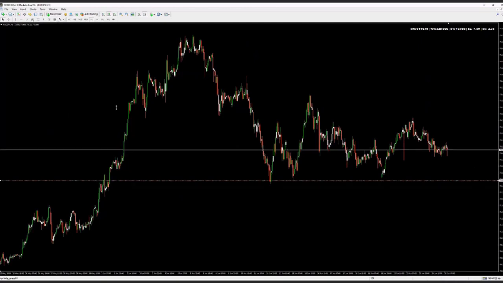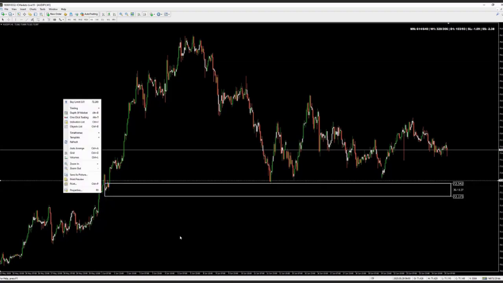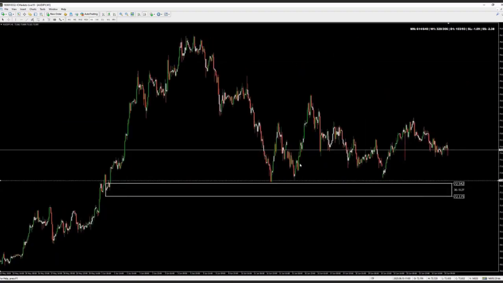We have this area of demand. It's been tested several times. The beginning of the buy zone is actually at the area of demand. So now I want this one to be removed. So I'm waiting patiently for this to be removed.